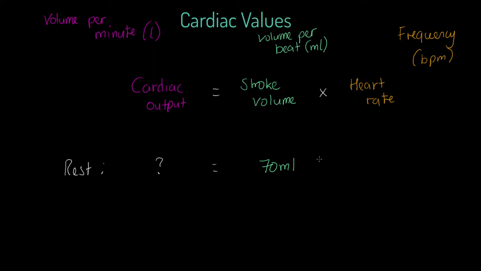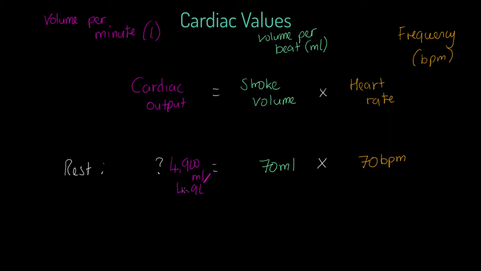And we're going to multiply that by the number of beats per minute at rest. And we're going to say that at rest, the average person might be in the region of 70 beats per minute. So what does that make our cardiac output? Let's be specific, it would make it 4,900 millilitres, or what we're going to refer to as 4.9 litres. Let me just put a little slash in there. Because I've done 70 by 70, it's 4,900 millilitres, 4.9 litres of blood.